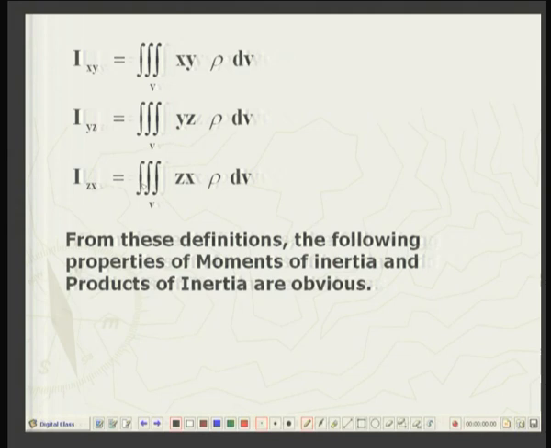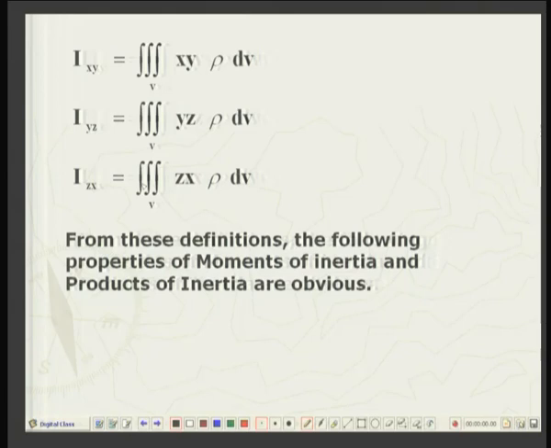The second set of three quantities are the products of inertia: Ixy, Iyz, Izx. The definition here is much simpler. It is the volume integral of rho times xy, which gives you Ixy. Again, the volume integral of rho times yz gives you Iyz. Rho times zx, volume integrated, gives Izx.